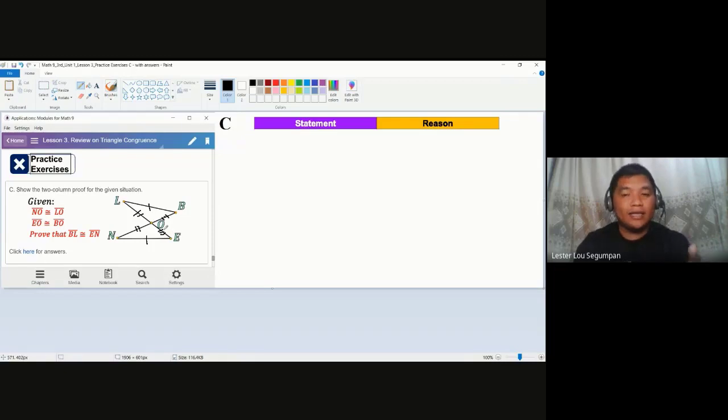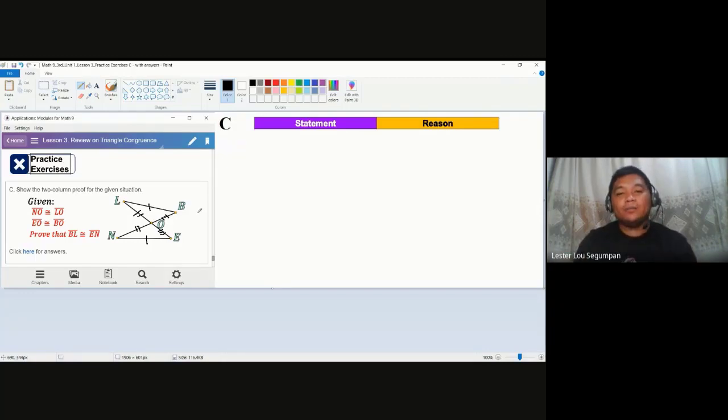Do not say automatically SAS postulate. Some of you will say, yes, they are congruent because of the SAS postulate. Take note that BL and EN are not given. So how do we deal with this?